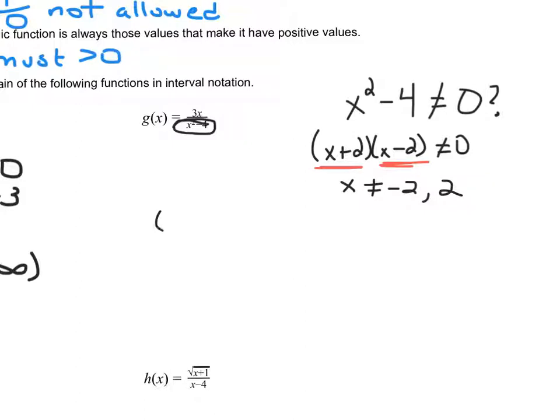So the way we'd write this is we'd say negative infinity to negative 2, because that's the first problem one, parenthesis, union, and then all numbers between negative 2 and 2 are also good, because those are all fine. It's just these two that can't happen. Union 2 to infinity. And of course a lot of parentheses there because we're not going to include anything on those endpoints.